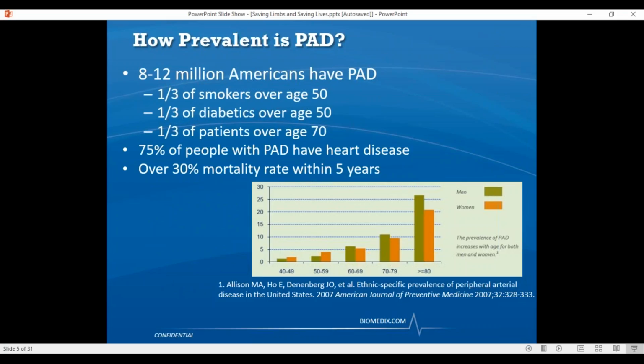Eight to 12 million Americans suffer from peripheral arterial disease. 1/3 of smokers over the age of 50 have PAD, 1/3 of diabetics over age 50, and 1/3 of patients over 70. 75% of people that have PAD also have heart disease. There is a mortality rate of over 30% within 5 years. Now let's stop and think about this patient demographic. 50 years and older with a history of diabetes or tobacco use, and all of your patients that are over 70 years old.